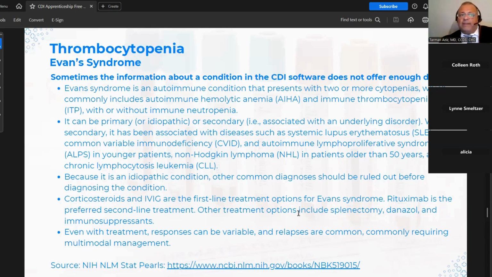So doing well in CDI chart review, particularly for more complicated diseases like the hematological ones, really relies upon a little bit of self-study at first, especially if you know that that's an area that you need to sharpen your knowledge or revisit certain areas that have been a few years since you've studied them.